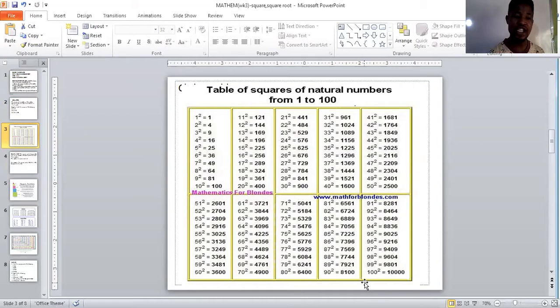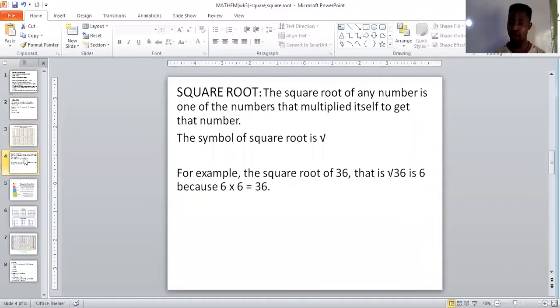Now, in the next slide, I explained what we mean by square root. All right, square root is the opposite of square.